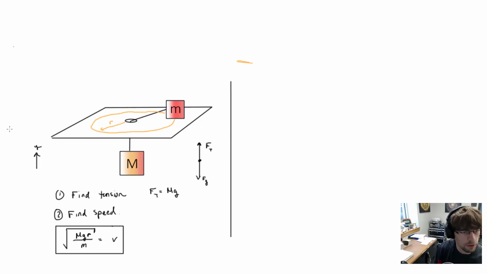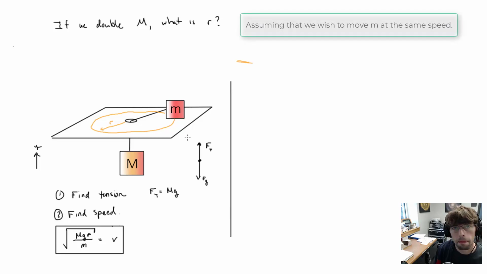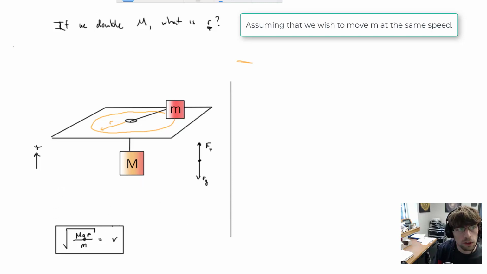Let's get rid of that. Say for a moment, if we double big M, what is r? Okay, so if we double the mass, the hanging mass, what's the new radius, the new orbital radius for r? So take a second, think through that, see if you can come up with an answer. Okay, you got it?